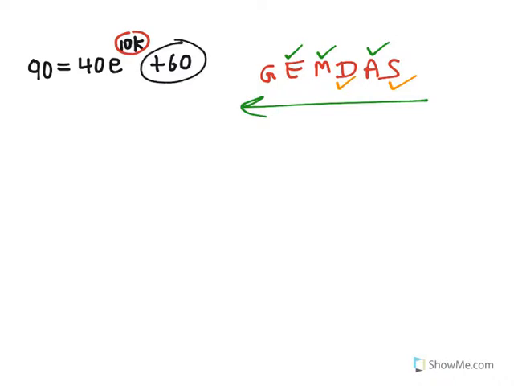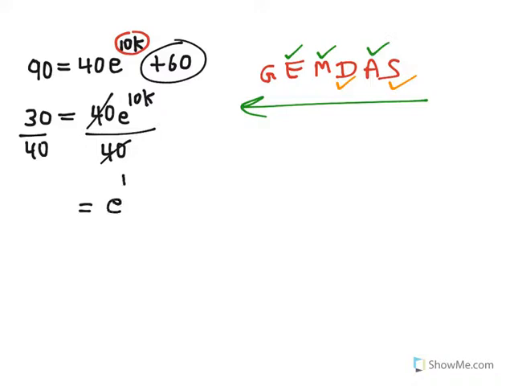So we will begin by undoing the addition of 60 by subtracting 60 from both sides of the equation. 90 minus 60 is 30, and when you subtract 60 on the right side of the equation, 60 minus 60 is 0. The next thing that we need to undo is the multiplication by 40. We will undo that by dividing both sides of the equation by 40. So that will undo multiplication by 40, leaving us with just e to the 10k on the right side. And on the left side, we have 3/4. 3/4, you can write that as 0.75 if you'd like. 30 over 40 reduces to 3/4, which is 0.75.